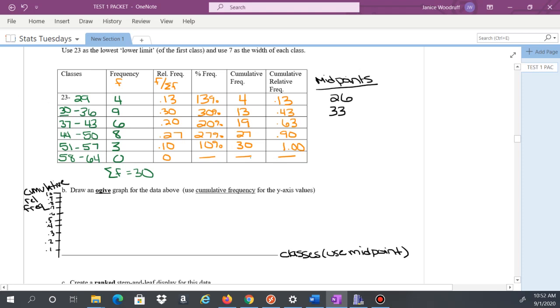37 plus 43 would give you 80, divided by 2 would be 40. Okay, and then I'm just going to add 7. So 47, 54. And I don't need that last one, remember, because it's at the end. So we don't need to worry about that. Actually, let's go ahead and do it just to show it on here. So that would be 61.